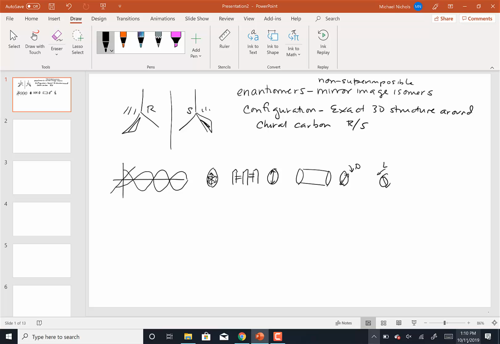He knew about plane polarized light. He didn't discover it, but he knew about it. And for some reason, he decided, I'm going to make a solution. I'm going to pass plane polarized light through these two mirror image crystals. And that's when he found that one rotated to the left, one rotated to the right. And if you mix them 50-50, they cancel each other out. So that led to the idea of chirality.